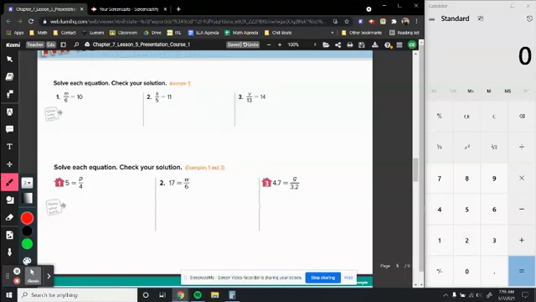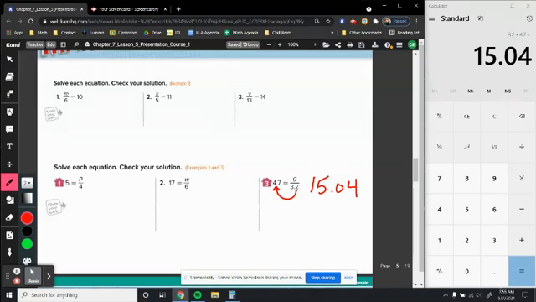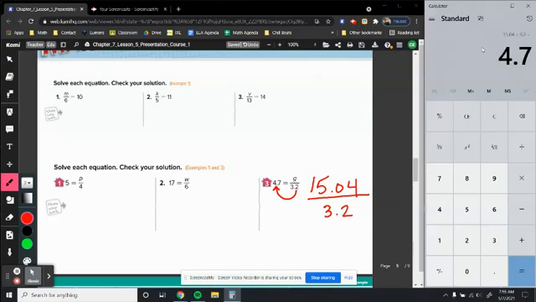We have 4.7 equals G divided by 3.2. I have my calculator over here. Again, I'm going to multiply this bottom number by the total. If I type in my calculator 3.2 times 4.7, that will get me 15.04. If I want to double check that, I could always do 15.04 divided by 3.2, and I will get 4.7 as my total.